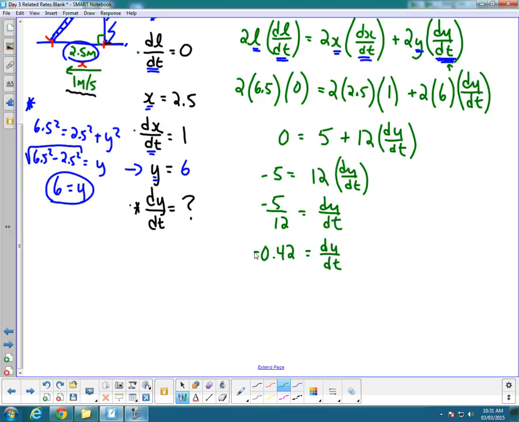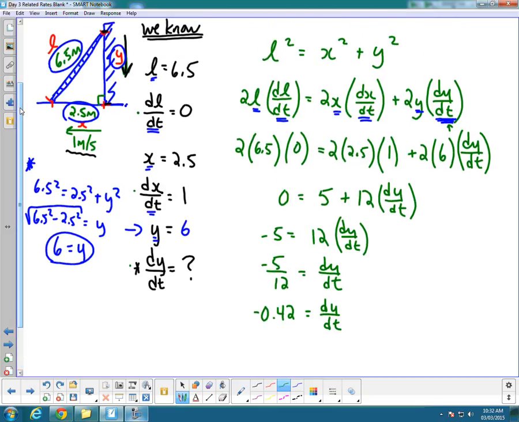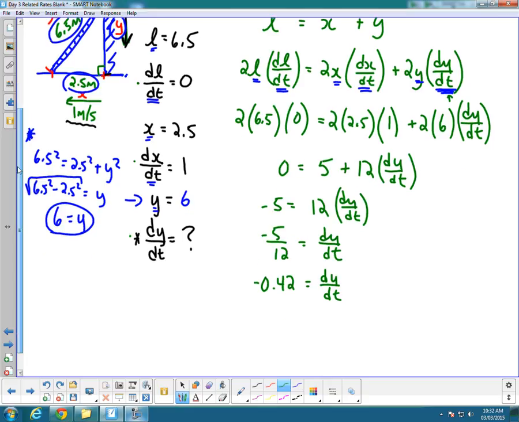At first glance, I might panic a bit because I've got a negative, but then when I stop and think about it, that makes total sense because my y in this picture is getting smaller. So it is decreasing, or getting smaller, by 0.42. So now I'm going to answer the question.